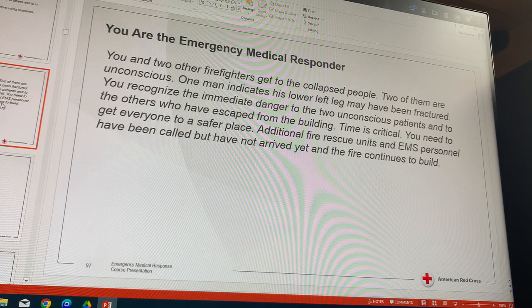You recognize the immediate danger to the 2 unconscious patients and to the others who have escaped from the building. Time is critical. You need to get everyone to a safer place. Additional fire rescue units and EMS personnel have been called out but have not arrived yet, and the fire continues to build. So think about what you would do in this situation. You have a lot of different circumstances involved in this situation, and we will discuss this in person.